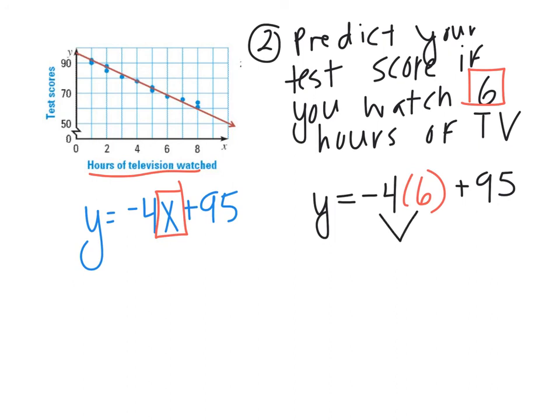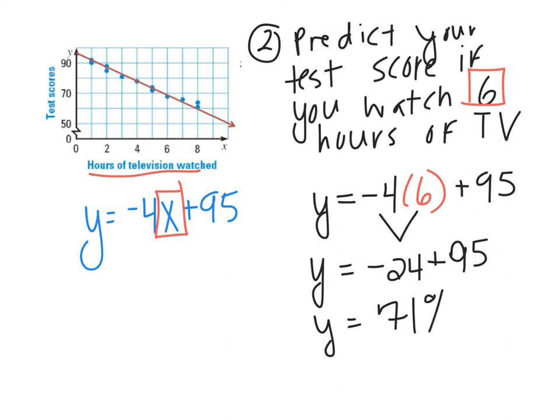So negative 4 times 6 is negative 24. So you would lose 24 points watching that much TV off of your original 95 that you would get with no TV watched. So you could predict that your test score is going to be a 71 if you watch 6 hours of TV.